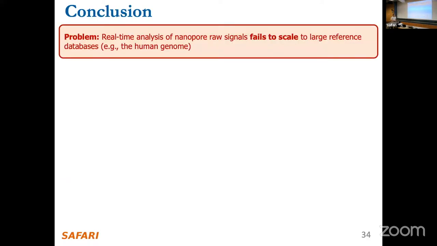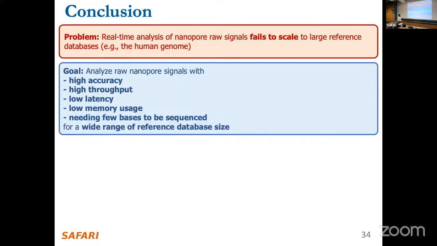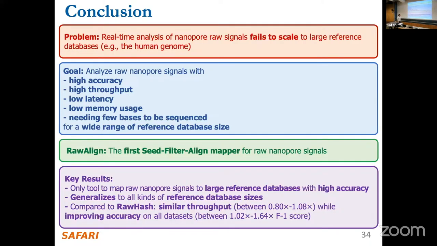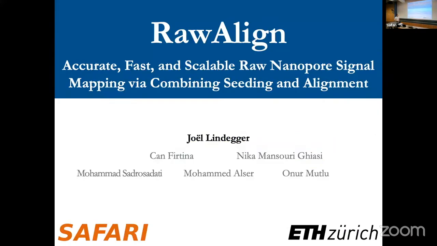Yeah, so let me conclude. We have this problem that raw signal analysis, real-time analysis works, failed to scale to large reference genomes. Our goal was to generalize to all kinds of reference genomes while somehow fulfilling all our target metrics. We proposed RawAlign, this first raw signal mapper that follows the seed filter align paradigm. And we observed that it does well on large reference databases. It's really high accuracy. It generalizes well to all kinds of reference database sizes in all kinds of metrics. And in particular, compared to RawHash, we remain at similar throughput while significantly improving accuracy. And with that, I'm done.